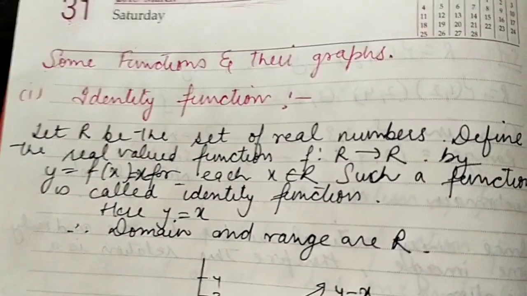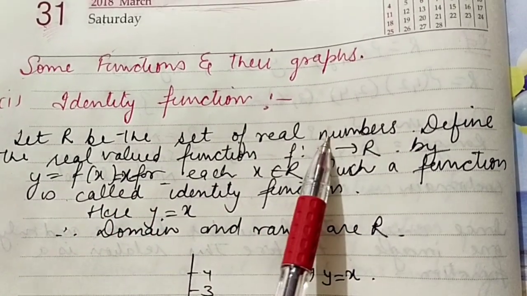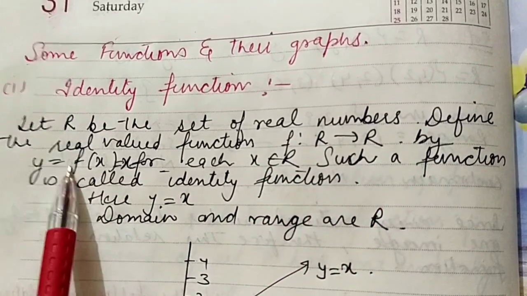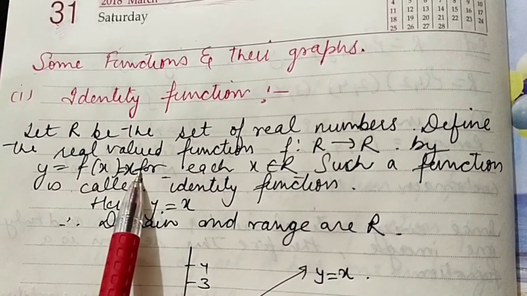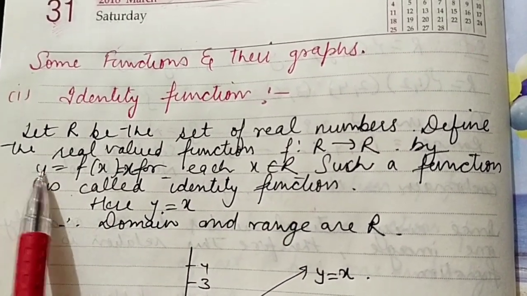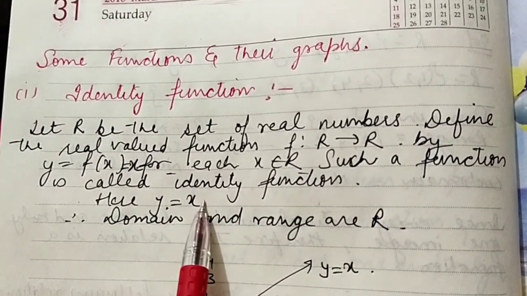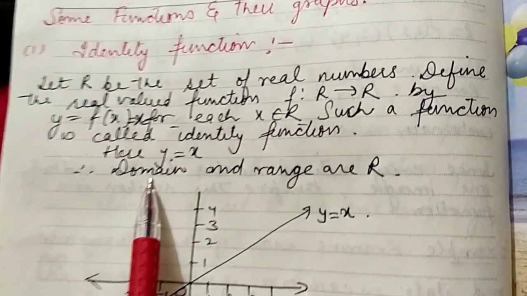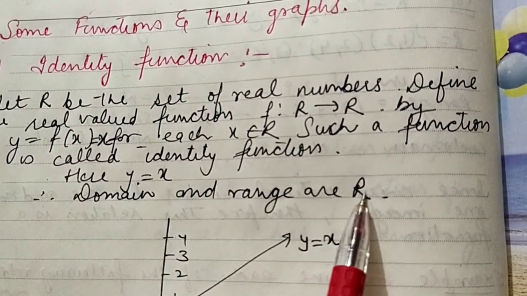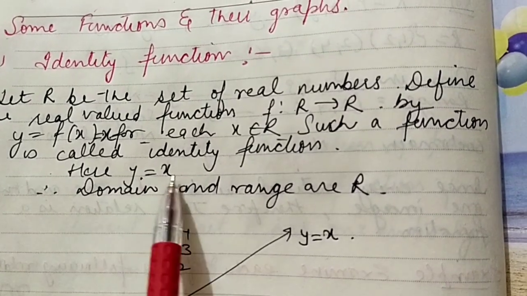Next are some important functions and their graphs. First is the identity function. Let R be the set of real numbers and we define the real valued function f from R to R by y is equal to f(x) is equal to x for each x belonging to R. When y is the same as x, such type of function is called the identity function. Here y is equal to x. So the domain of this function is the set of all real numbers and the range is also the set of all real numbers, meaning whatever value of x you put, y is the same as that value.